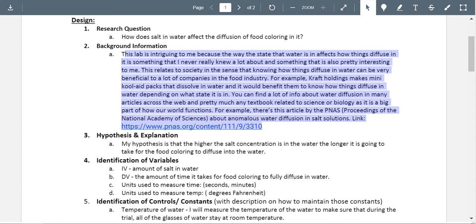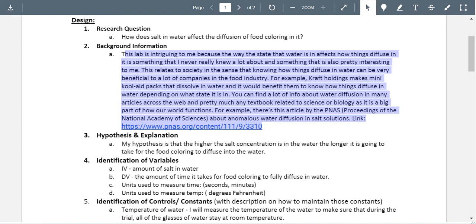This relates to society in the sense that knowing how things diffuse in water can be very beneficial to a lot of companies in the food industry. Okay, so how? And then it looks like you're going to say, for example, Kraft Holdings, that is a company, by the way, so maybe you want to capitalize H for Holdings and put this in italics, maybe put a trademark logo after it. Makes mini Kool-Aid. Again, this is a brand name, so make sure that stands out as a proper noun, like an English paper. For example, Kraft Holding makes mini Kool-Aid packets that dissolve in water, and it would benefit them to know how things diffuse in water depending on what state is in it.